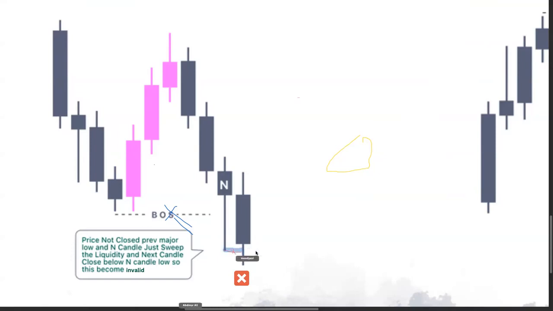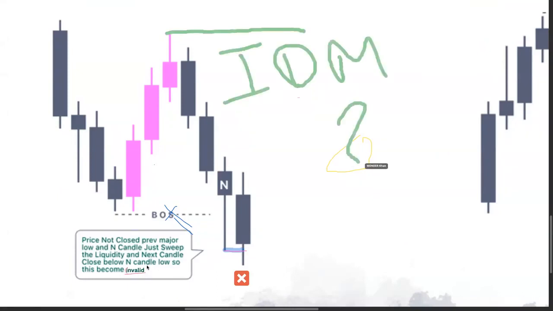This one is invalid, because price did not close below this candle low. So this is not valid, and you will see the valid one is here, but I replaced this one. This is not a valid break of structure because the previous low broken is here. This candle did not close here, and the next candle did not close below the candle low. If this candle closed below it, then it would become a valid break of structure. So this is an invalid break of structure.